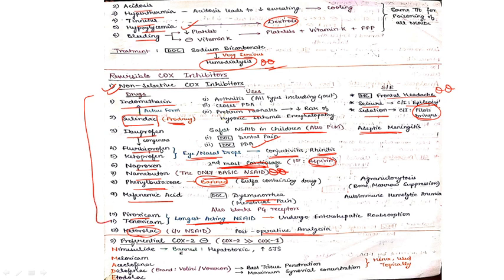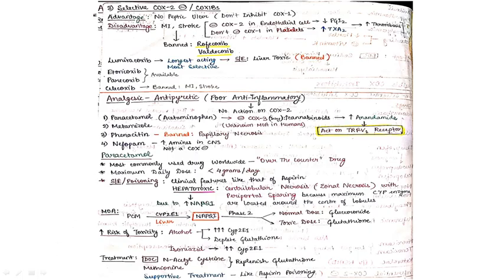Then coming to the preferential COX-2 inhibitors. So it includes nimesulide, meloxicam, aceclofenac, diclofenac and etodolac. Okay, NSAID: nimesulide, meloxicam, then aceclofenac, diclofenac, and etodolac. Now moving to the next part, that is selective COX-2 inhibitors.